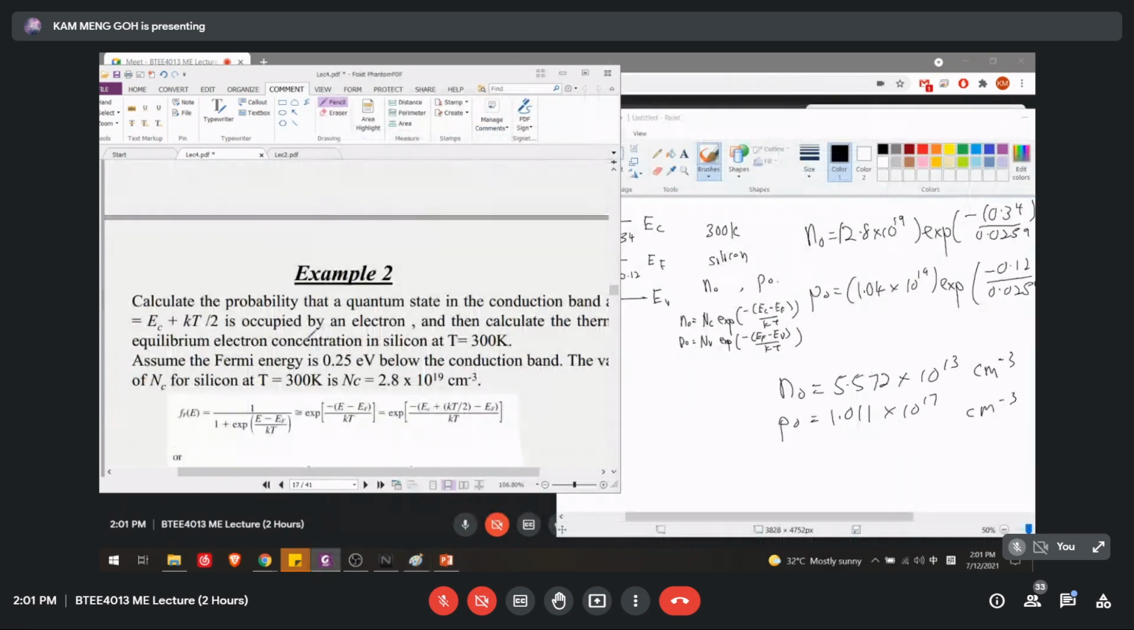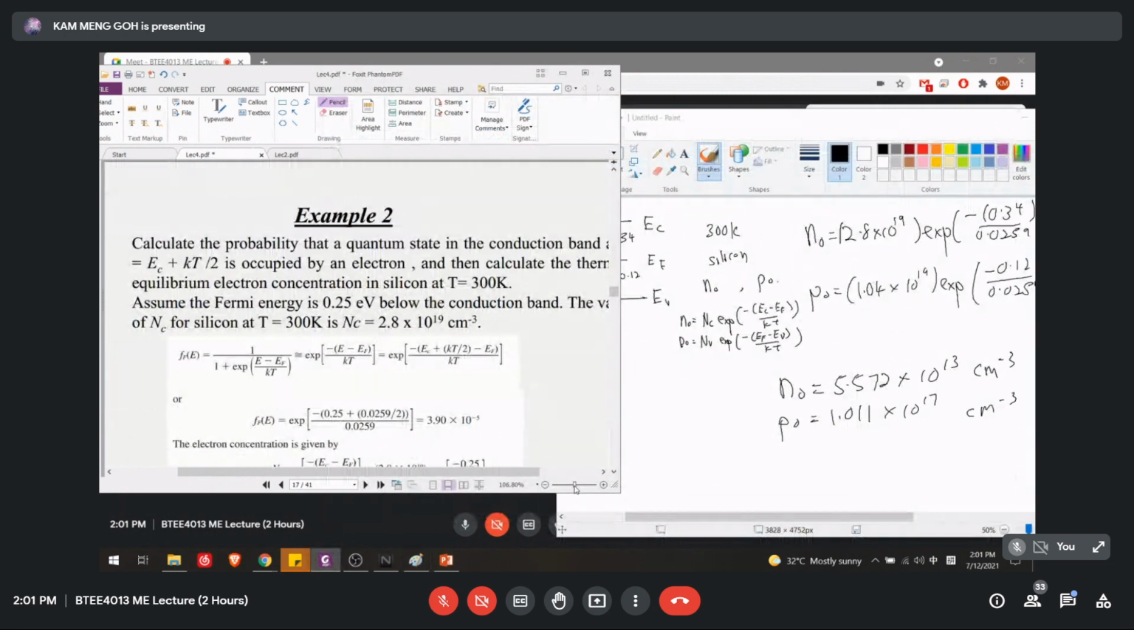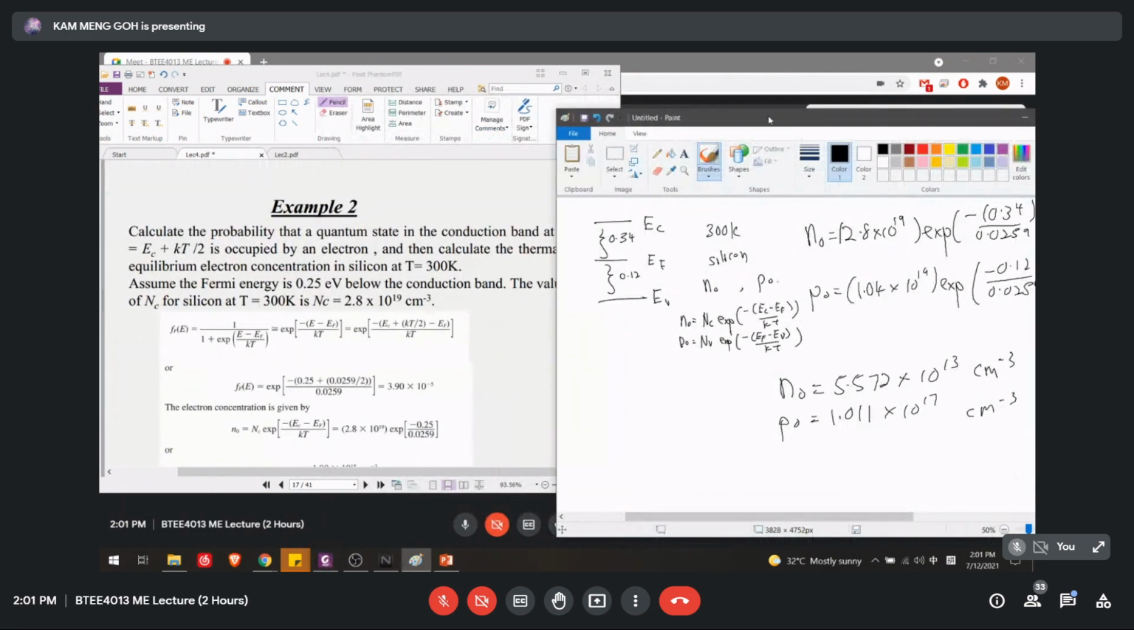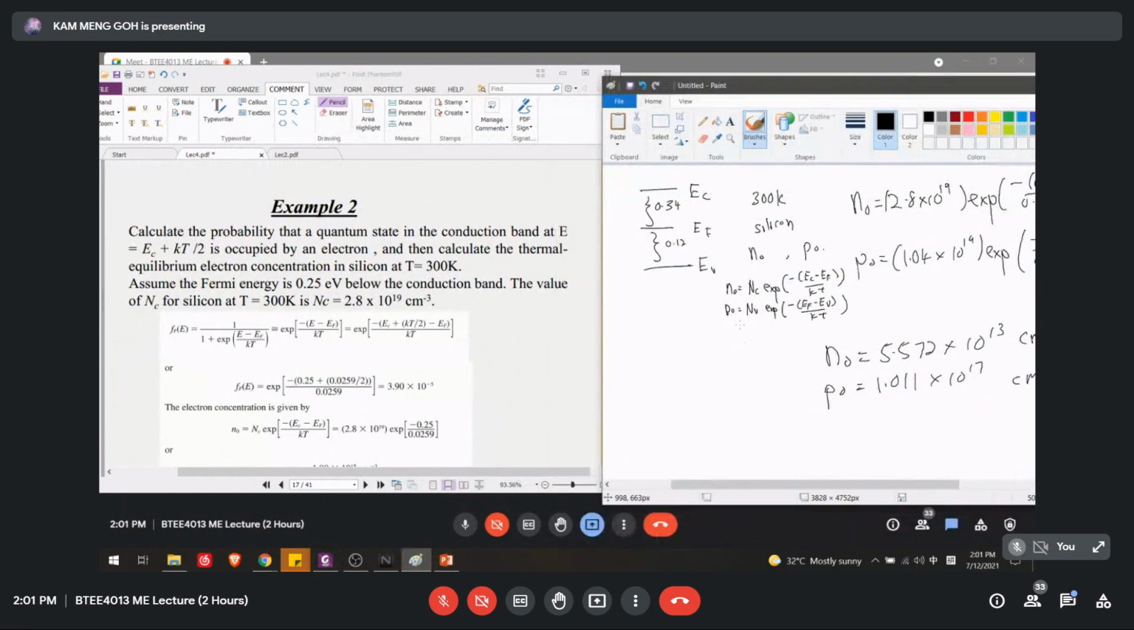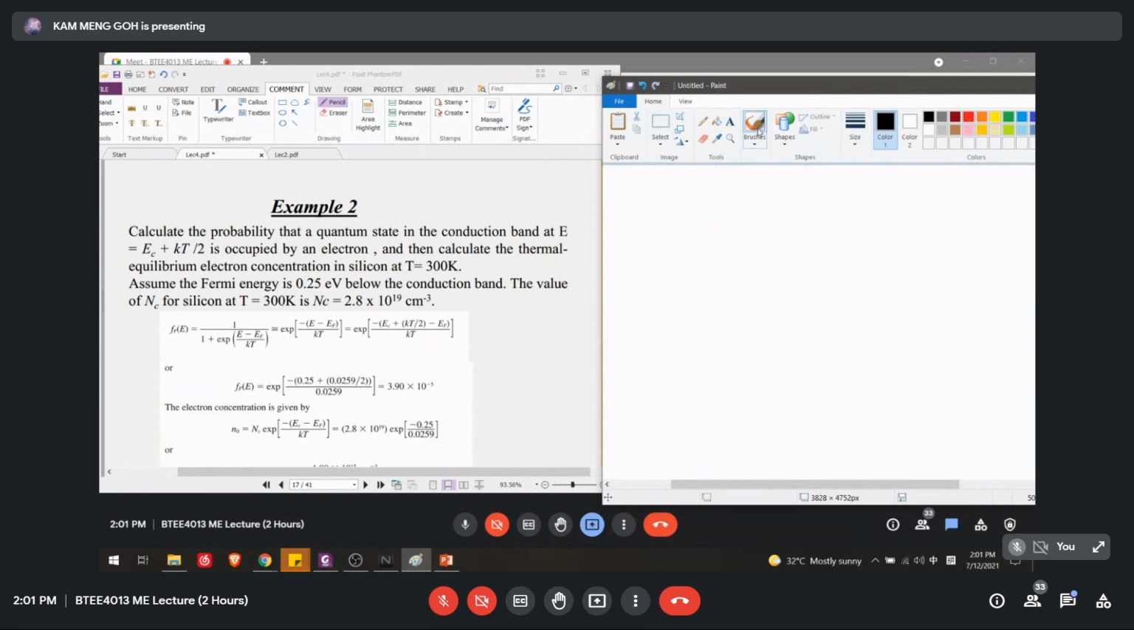Okay, so let's see the other type of question. At first, he asks you to calculate the probability of the quantum state in the conduction band, E equals EC plus KT over 2, being occupied by an electron. So the probability is 1 over 1 plus exponential E minus EF over KT.